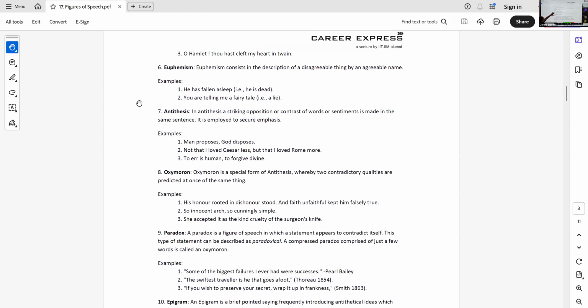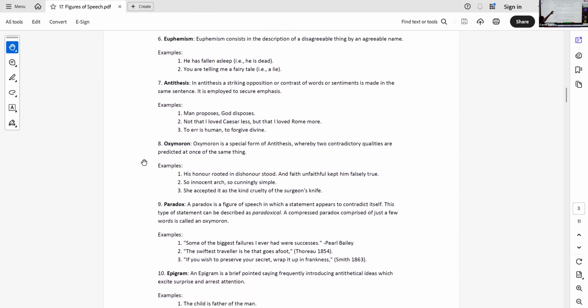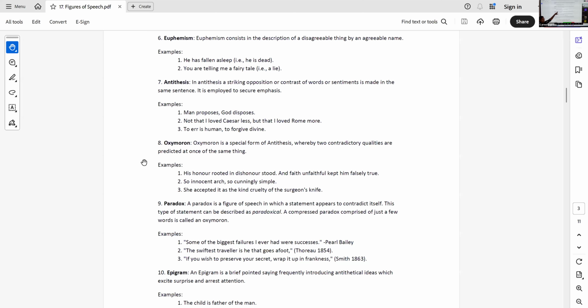See, man proposes, God disposes. You must have heard of this. It's so famous. Not that I loved Caesar less, but that I loved Rome more. This is from Julius Caesar. To err means to make a mistake. To err is human. To forgive is divine.